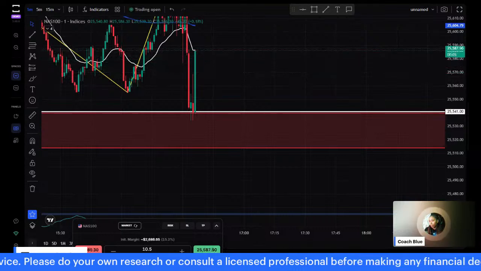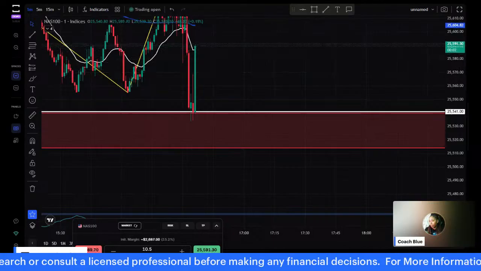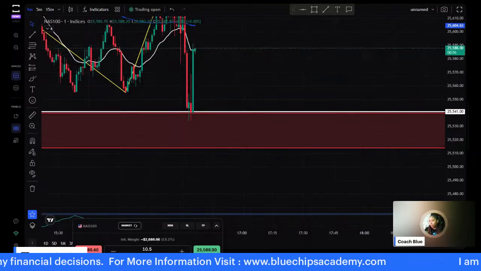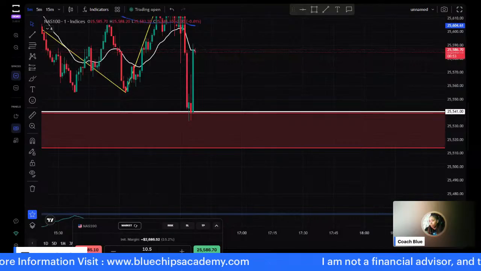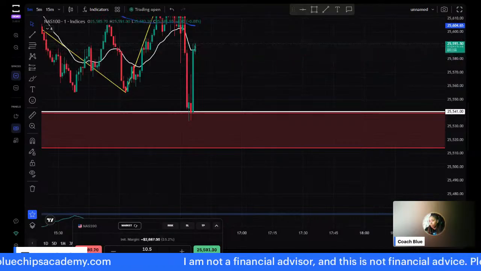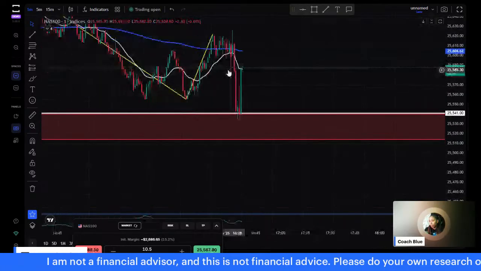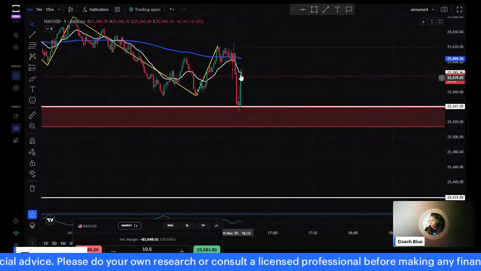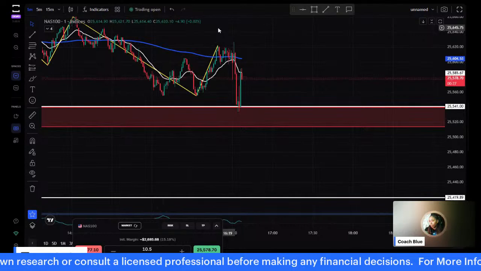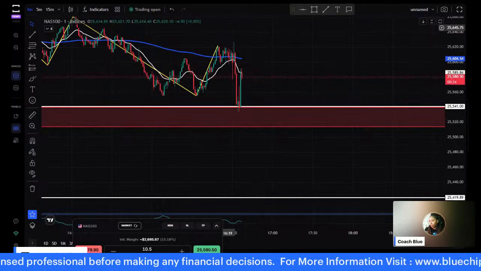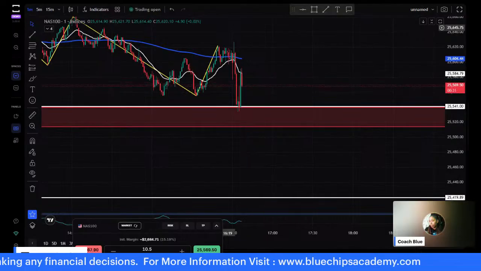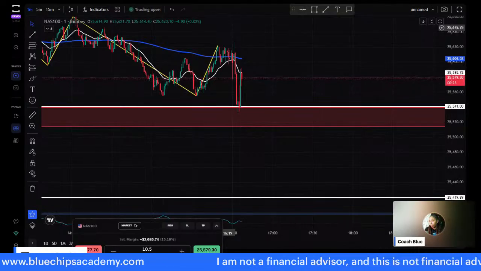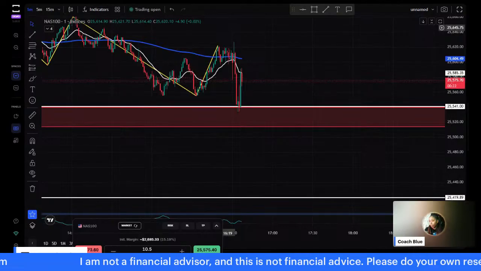Oh, looks like we're finding some support here. We are finding some support. The bears have got to fight back now. They've got to fight back if they want to continue to push price down. The bulls are like, we're not letting y'all push us further down than that. So they're fighting right here. Here we go.